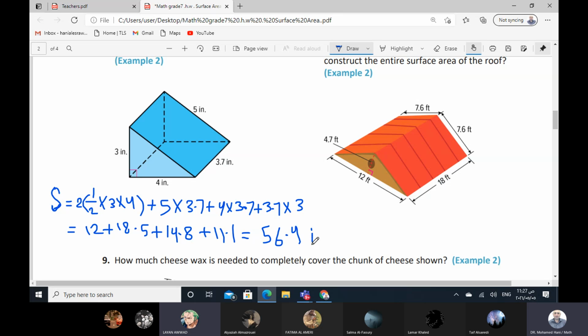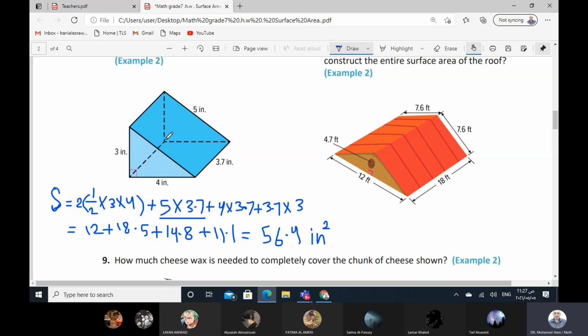Mister, why did you multiply 5 times 3.7? I think it should be 4 times 3.7 and 3 times half. Yes, we have here the top face, as you see. This face is a rectangle, length will be 5 and width will be 3.7. So we have 5 times 3.7.